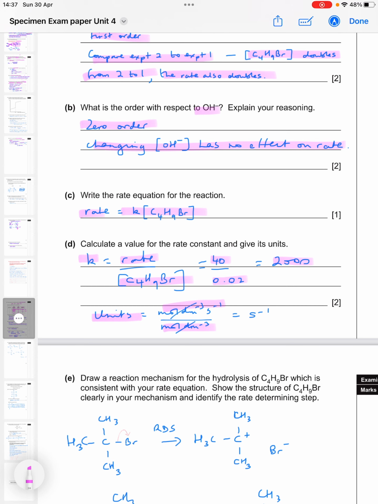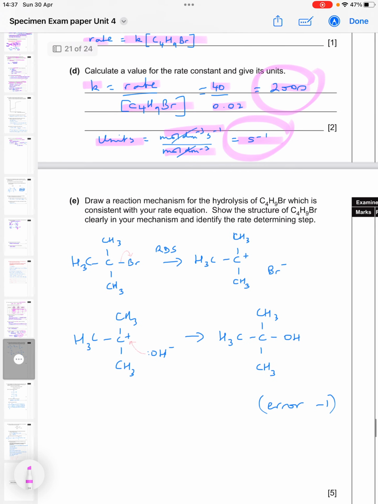And the units then, we have rate divided by concentration. So mol dm^-3 s^-1, divided by mol dm^-3, which gives us s^-1. 1 mark for the number, 1 mark for the units.